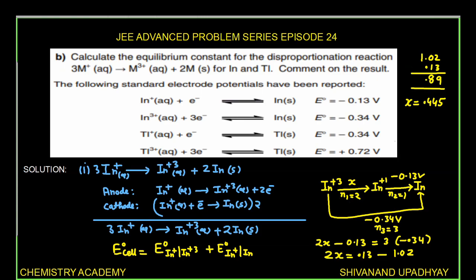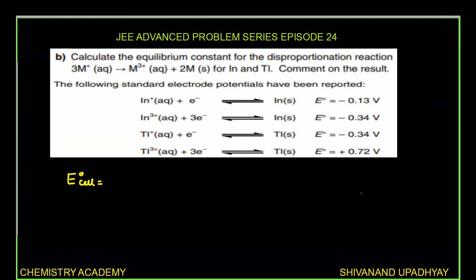So minus times of X I have to write. So let me write here: E naught cell is equal to E naught of indium +1 to indium +3 plus E naught of indium +1 to indium. So here if I put this value, we have calculated reduction potential. If I write oxidation potential, it is minus 0.445 volt.